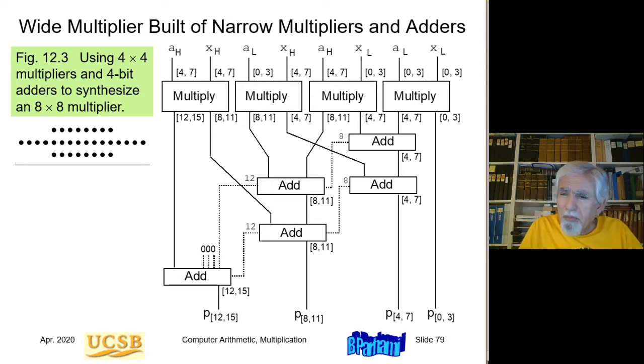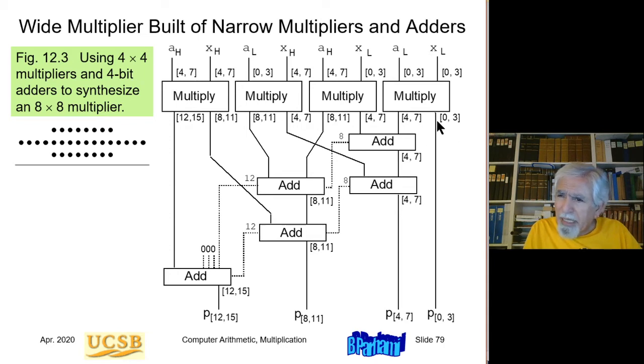Okay, as I mentioned before, we need these smaller component multipliers, but also some adders. So in this small example, I've shown how you can go from 4x4 multipliers, so these boxes up there are 4x4 multipliers, to an 8x8 multiplier. So I need 4 of those component multipliers. So this one takes bits 0 to 3 of X and A. This one takes bits 0 to 3 of X and bits 4 through 7, the upper half of A, and so on. Upper half of X, lower half of A, and then upper half of both A and X.